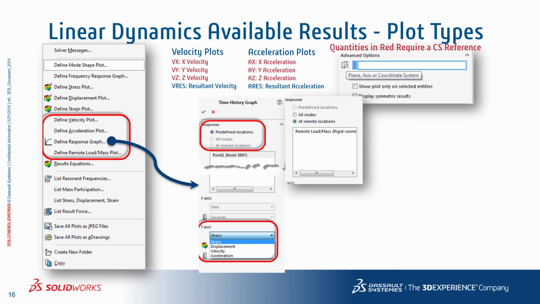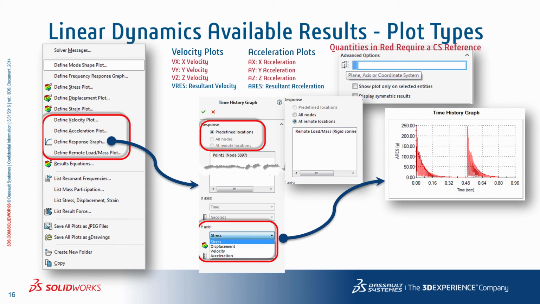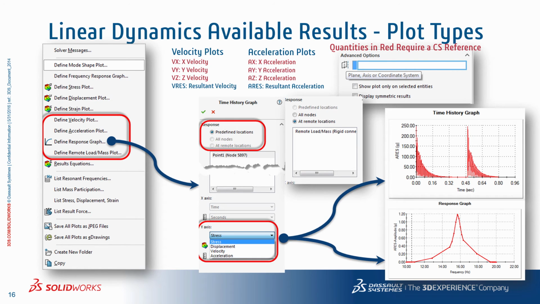Now, the response graph gives an XY plot of stress or displacement or velocity or acceleration versus time or frequency at predefined locations or at all nodes or at remote locations as well. Here are some examples of the response graph that you can get. The top one is acceleration in g versus time for a time history analysis, and the bottom one is acceleration versus frequency for a harmonic analysis, or for a random vibration analysis, this would be the PSD of acceleration versus frequency.